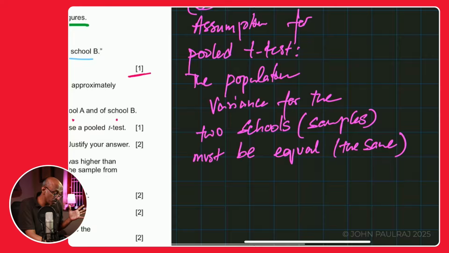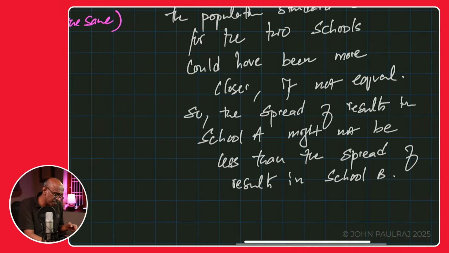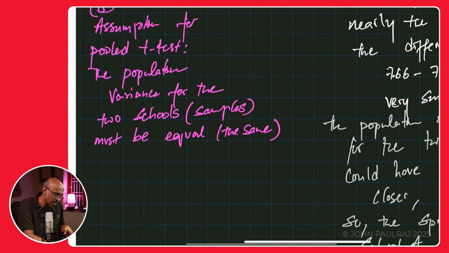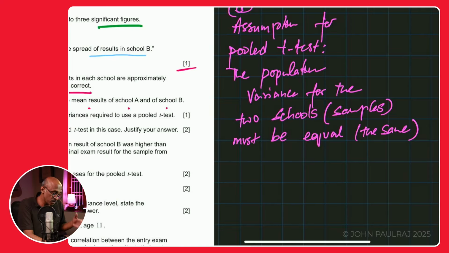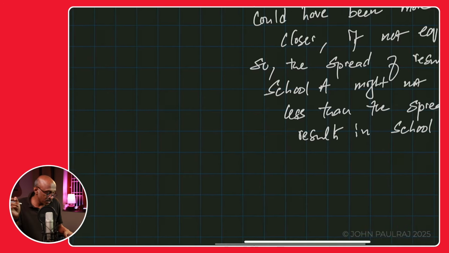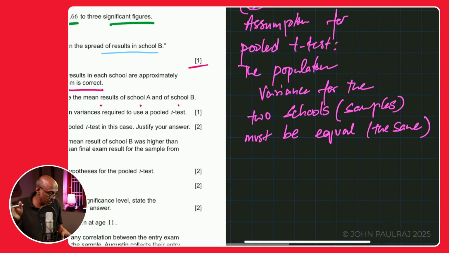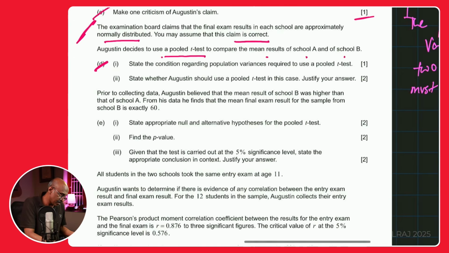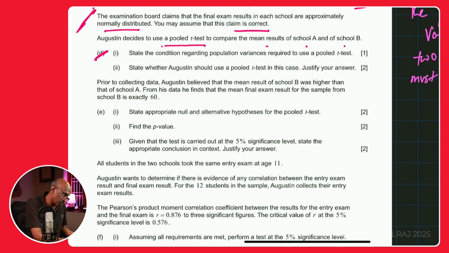Don't say that they should be almost the same, okay, because this is based on the sample standard deviation. If you're going to conduct the pooled t-test for the two groups, the two schools that we're talking about, then the population variances must be equal. Not nearly equal, but must be equal. And variance is related to the standard deviation; of course, we know that it is the square of the standard deviation. So that is the condition for using the pooled t-test.